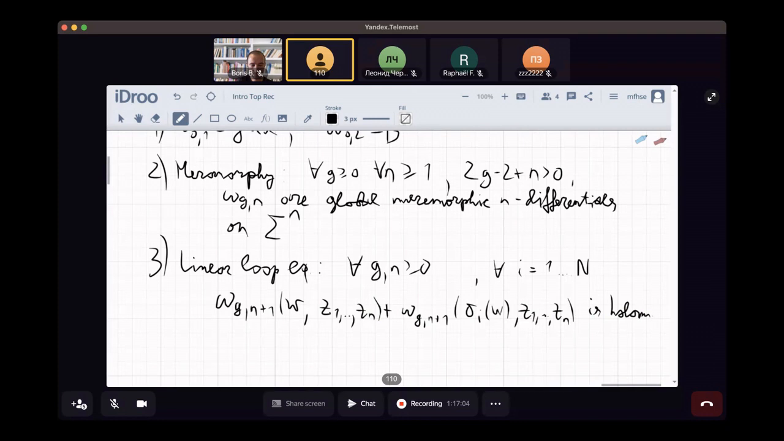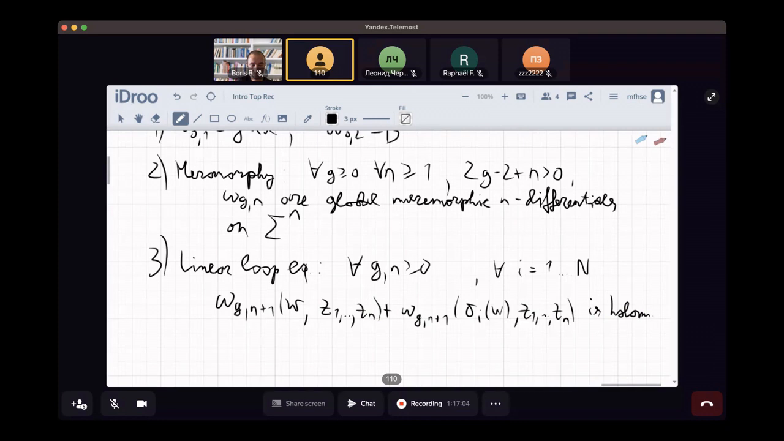Because we discussed this, our critical points are simple. Near the critical point we have two intersecting sheets, and this sigma I, in the local vicinity, interchanges those two sheets. Okay? So this is the first condition. It's the linear loop equation.